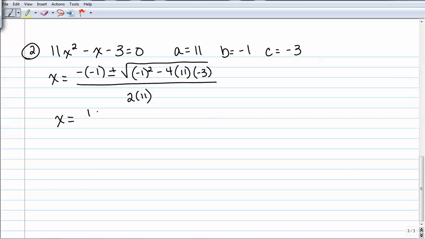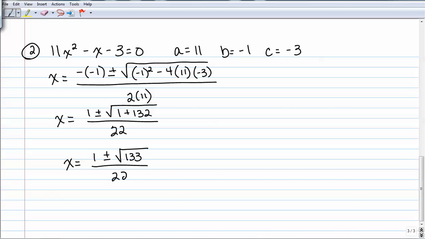x equals 1, plus or minus the square root of 1, and negative 4 times 11 times negative 3 is a positive 132, all over 22, or x equals 1, plus or minus the square root of 133 over 22. And since the square root of 133 is not a whole number, I leave my answer in this form. It's funny looking, but it's correct.